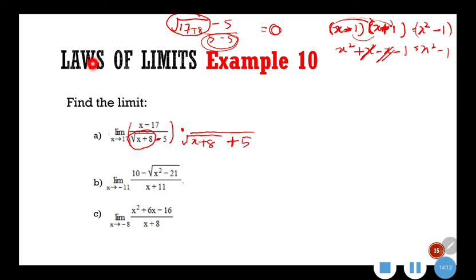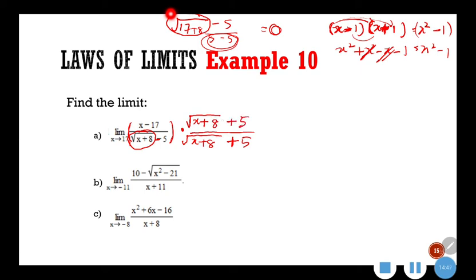Faham? So since you are multiplying the limit here with this, if you just multiply this down, it will change the whole function, right? But we don't want to change the whole function, or else it becomes something else. So what you have to do is introduce the same at the numerator here. So you're going to have the numerator also times square root of x plus 8 plus 5.